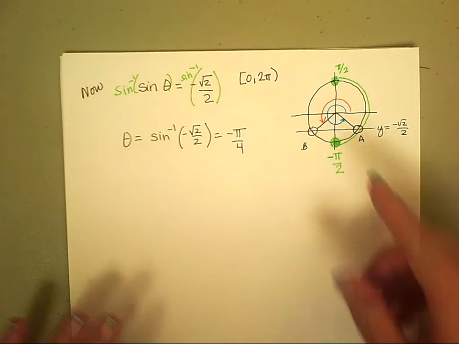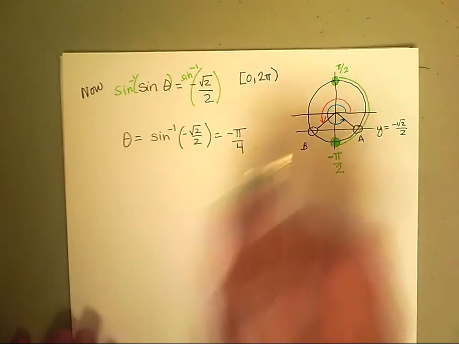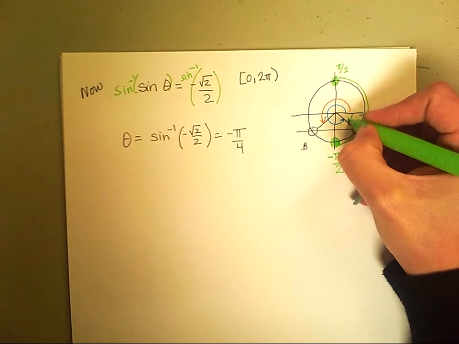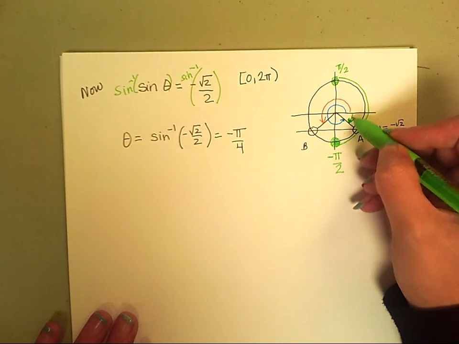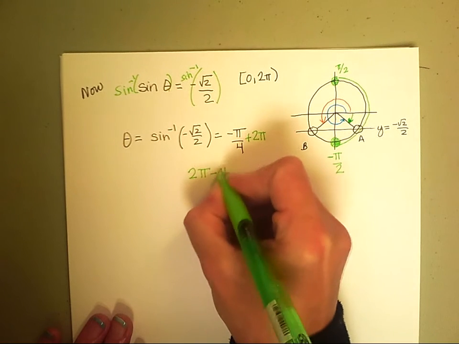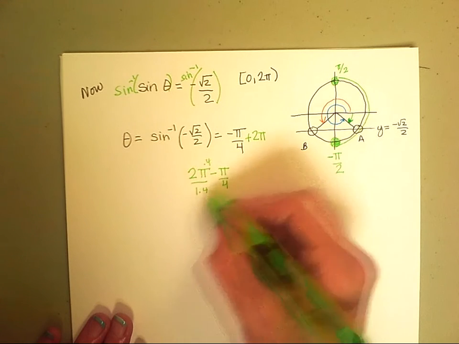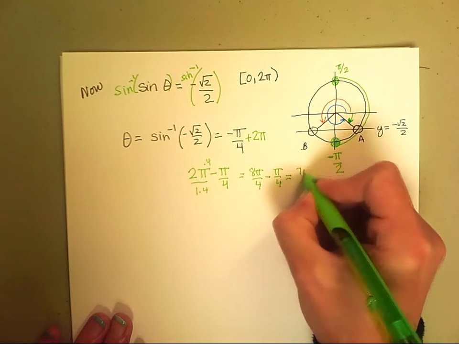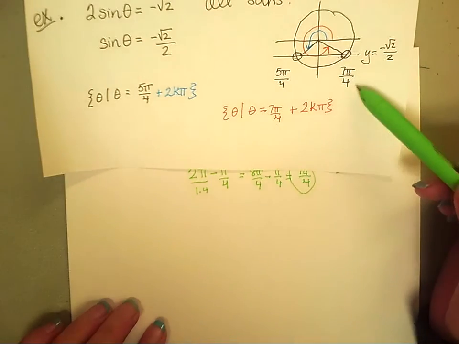But that's fine, because what we can do then is just add a multiple of it. So this angle is negative pi over 4. If I want to get the blue angle, I just need to add 2 pi here. So plus 2 pi, which by the way is the same thing as saying 2 pi minus pi over 4. And then getting our common denominator times 4, we have 8 pi over 4 minus pi over 4, and we get 7 pi over 4.